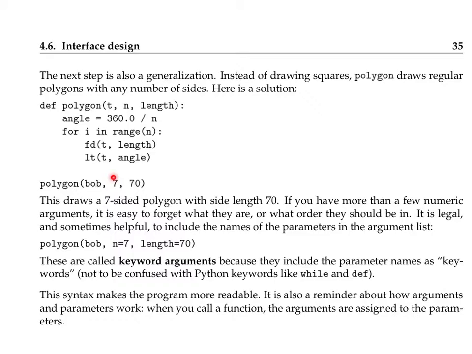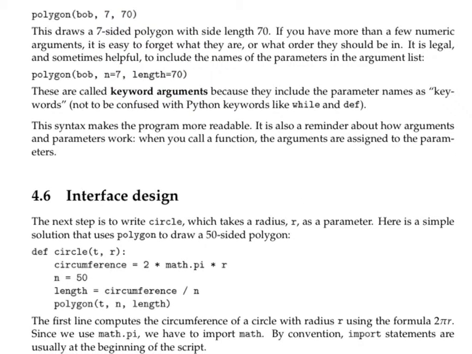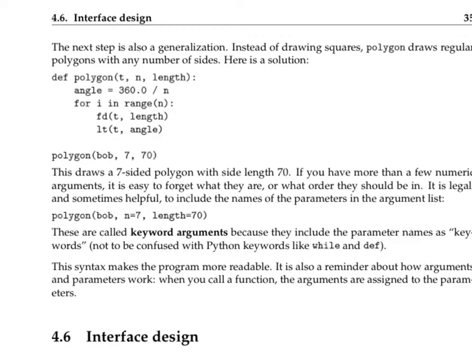It makes a very important point here that once you start to get a lot of parameters, it can be confusing as to which one means which. Was it a 70-sided polygon with a side length of 7, or the other way around? Python allows you to map parameters to arguments directly. So, as at the top here, the parameter names are t, n, and length. You can specify those names when you call it and pass it the arguments n equals 7 for that n, and length equals 70 for this length.